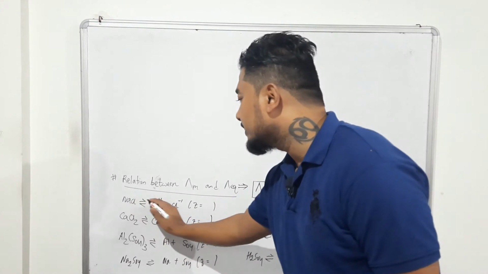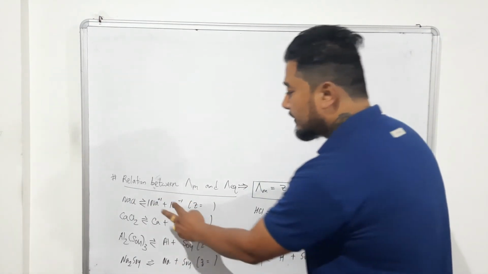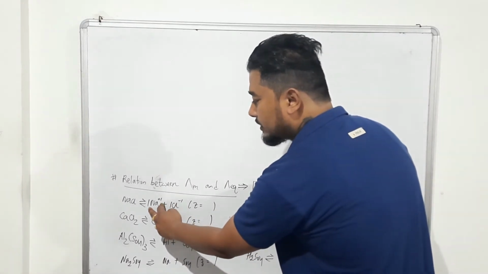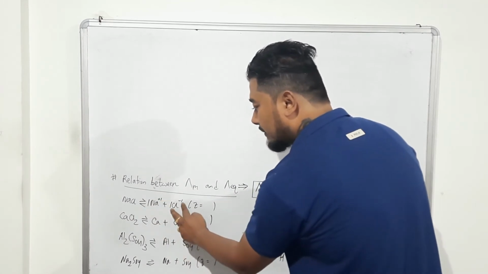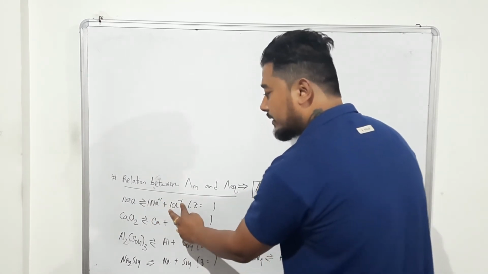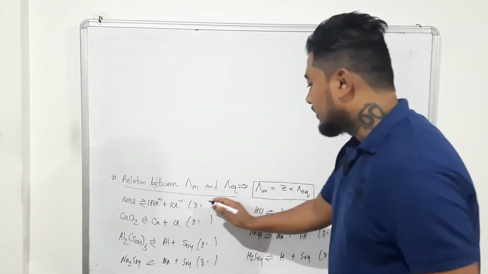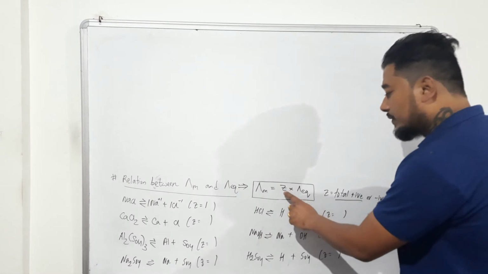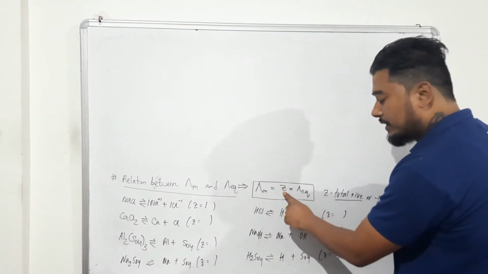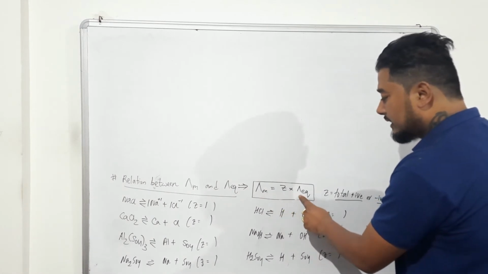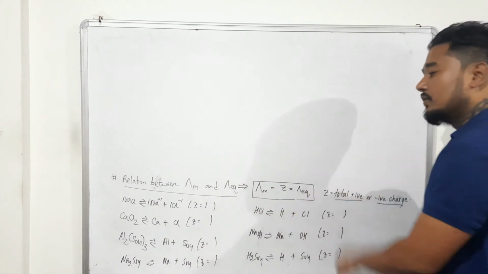And how many sodium is here? 1. How many chlorine is here? 1. So to multiply these two, 1 ones are 1 plus, 1 ones are 1 minus. Total positive charge is 1, total negative charge is also 1. Therefore the z value will be 1. So if you put here z value as 1, then lambda m and lambda eq will be equal. If you put here z as 1, 1 into lambda eq is lambda eq. So for NaCl, lambda m and lambda eq will be equal.